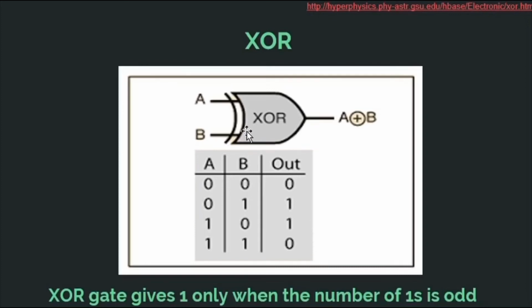Let's look at the symbol for the XOR. The XOR takes two inputs and outputs one output. The symbol itself looks like the OR, so it actually consists of an OR and then this little curve over here. And this is how the output is written: your first input, then a plus inside a circle, and then your second input.